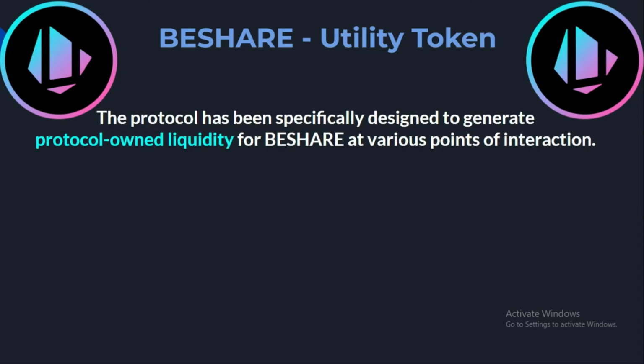First, let's speak about the liquidity. The protocol has been specifically designed to generate protocol-owned liquidity for BESHARE at various points of interaction. So BESHARE liquidity is not going to be dependent on a third party. It is going to be owned by the protocol itself. So no one can remove the liquidity, no one can dump the token. And what is beautiful about this is that the liquidity is going to be built at various points of interaction. So as long as the ecosystem grows, the liquidity of BESHARE also grows. And this is just to give you an idea that this token is going to be sustainable, because the liquidity is going to be always healthy and solid.